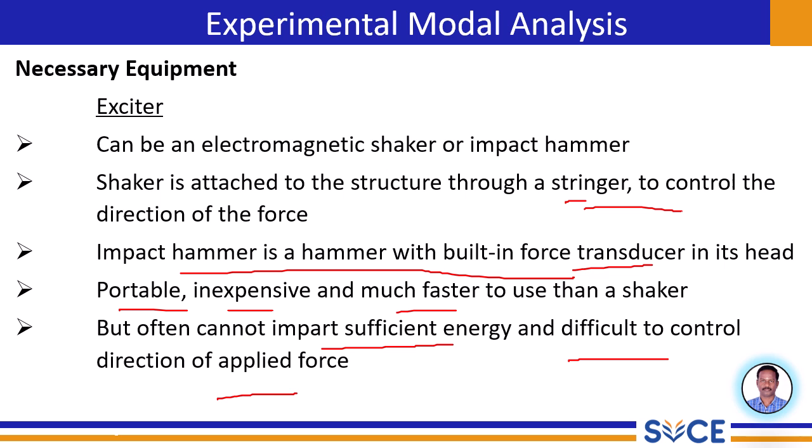So the choice between using a shaker and an impact hammer often depends on the specific application, the size and complexity of the structure, the level of detail required in the modal analysis, and practical considerations like portability and cost. Shakers offer more controlled and often higher energy input, while impact hammers provide a faster and more portable solution for initial modal surveys.